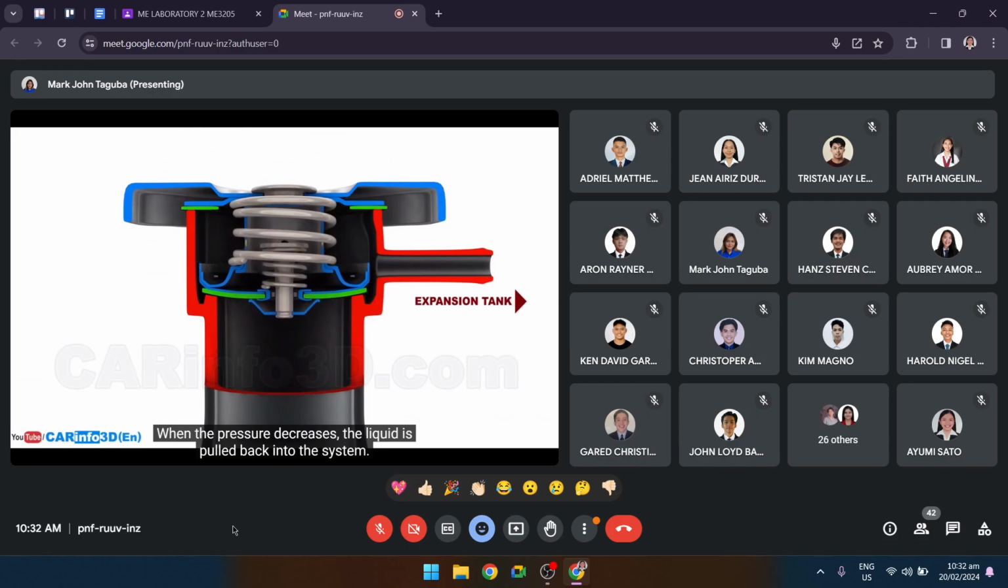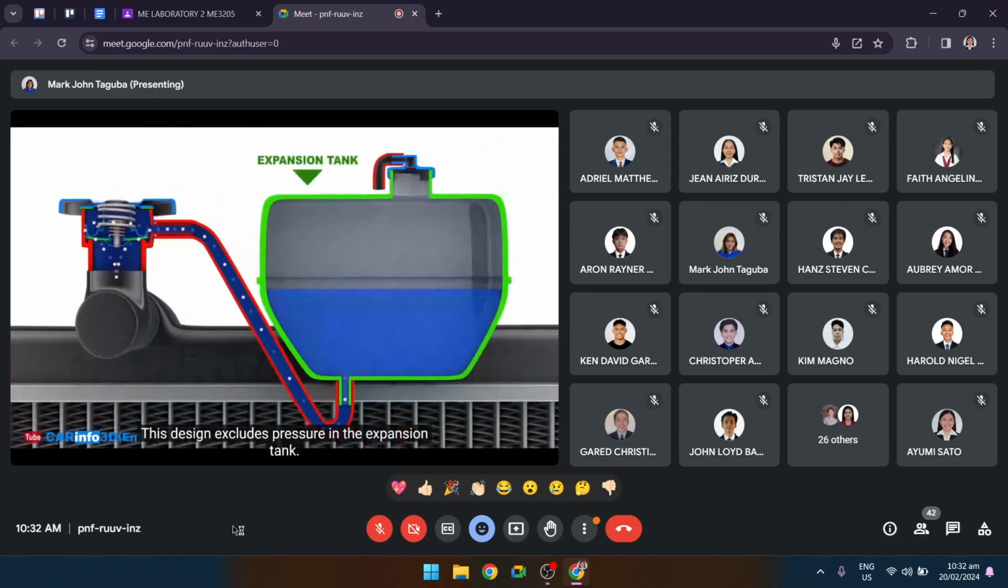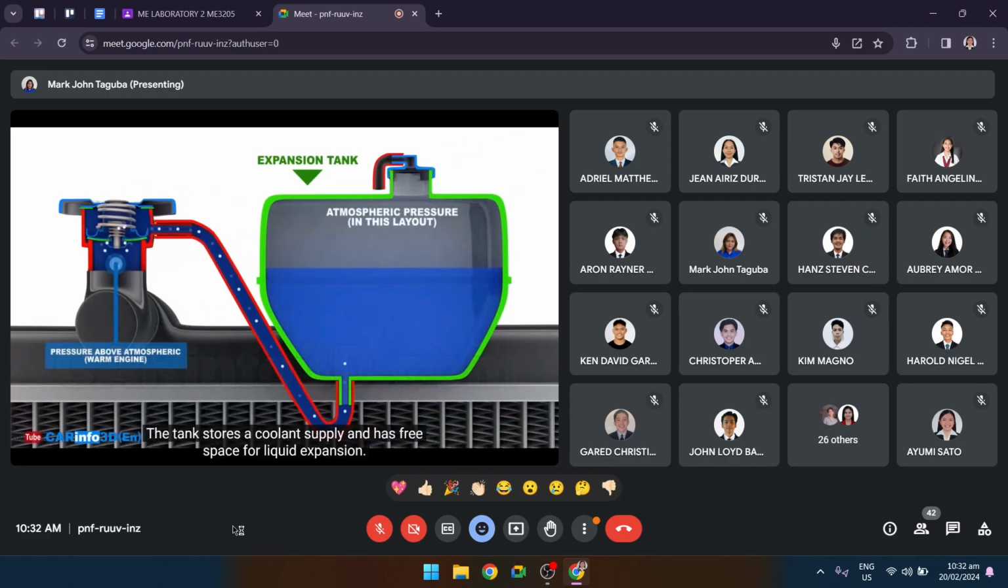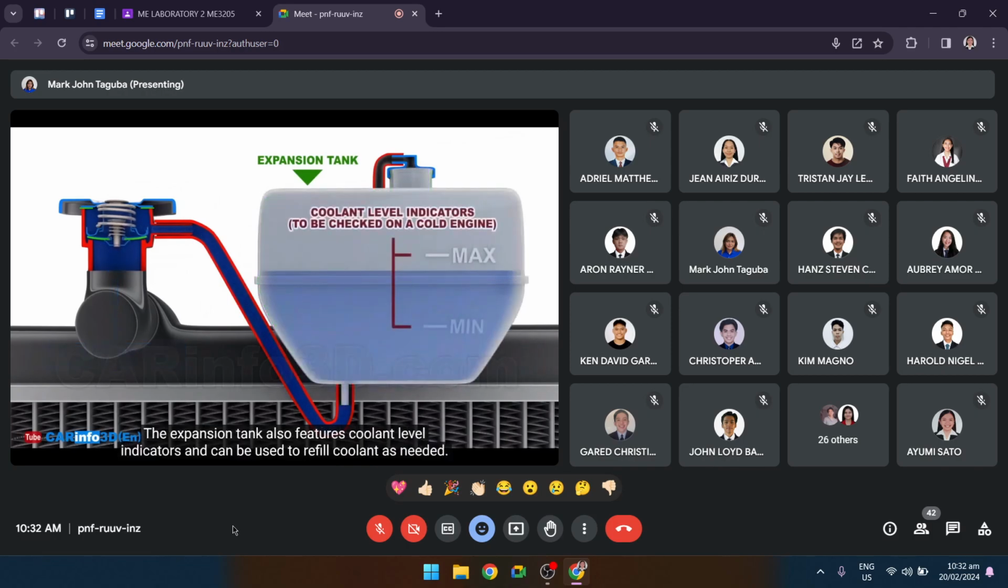When the pressure decreases, the liquid is pulled back into the system. This design excludes pressure in the expansion tank. The tank stores a coolant supply and has free space for liquid expansion. The expansion tank also features coolant level indicators and can be used to refill coolant as needed.